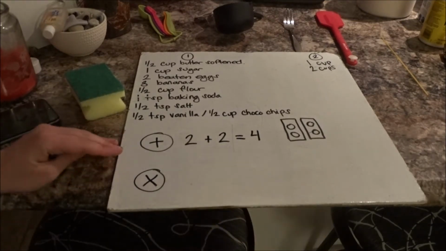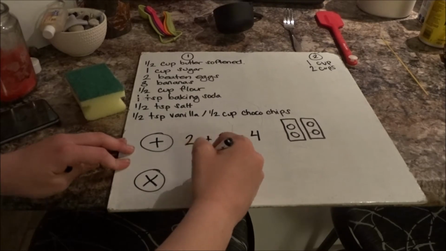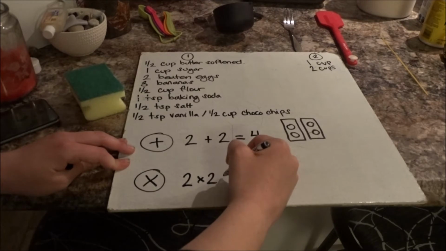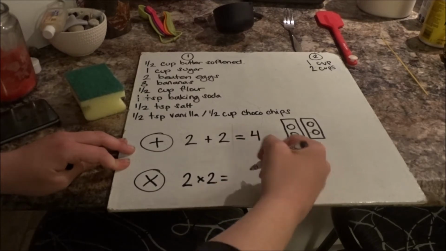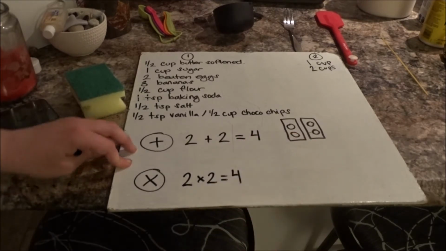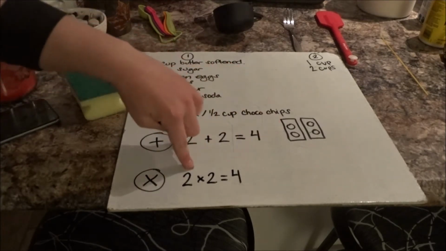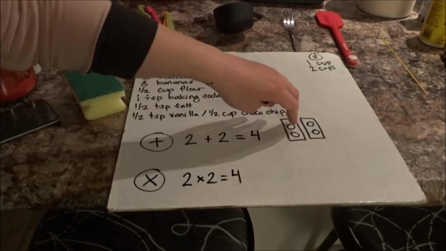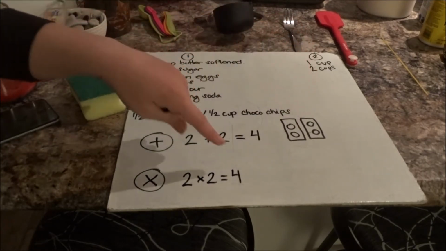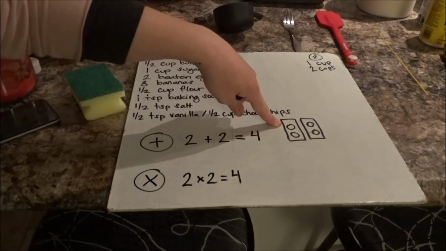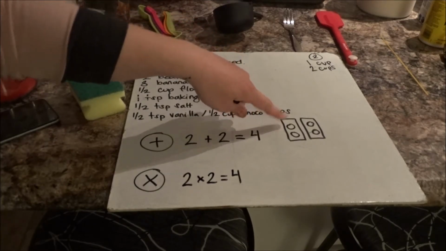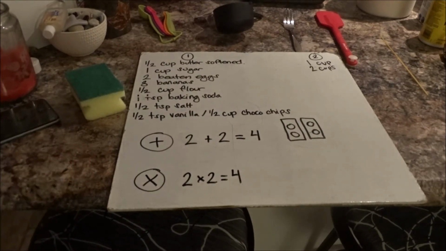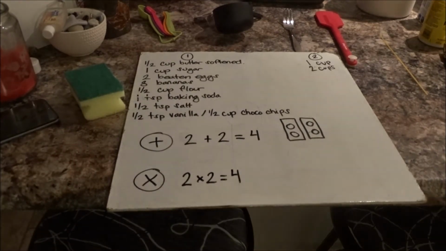Okay, and for the multiplication of this one, 2 times 2 equals 4. And that's what this is showing. So 2 groups of 2. There's 2 in each group, and there's 2 groups. So 2 times 2 equals 4. 2 groups of 2 equals 4. Awesome. So we need 4 eggs.